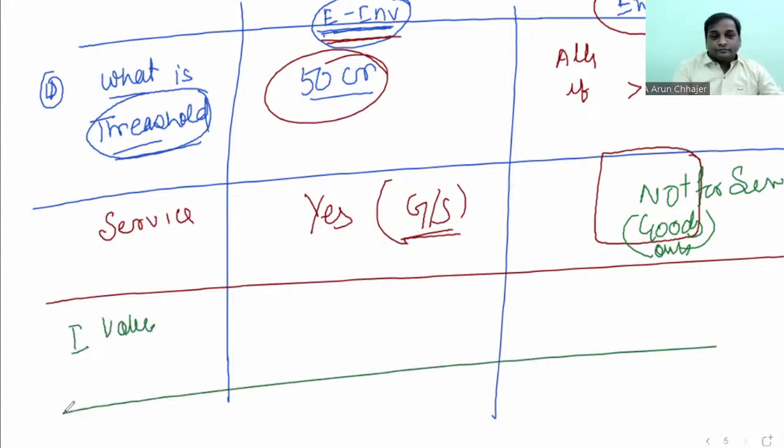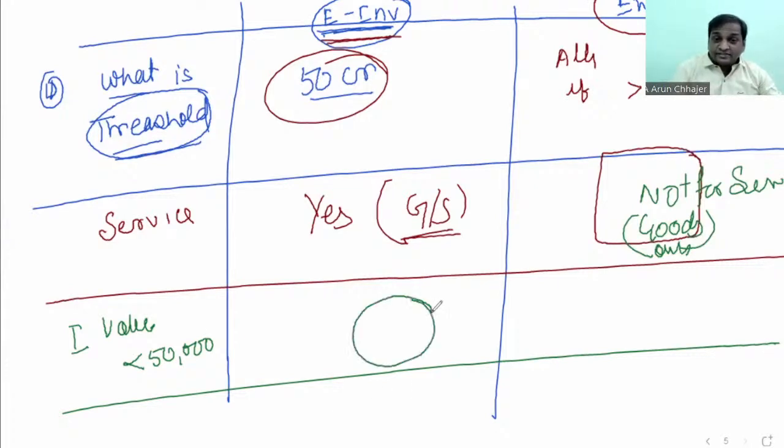Invoice value. Say if the invoice value is less than 50,000, just forget the exception. If my invoice value is less than 50,000, do I need to generate the e-invoice? And please also tell, do I need to generate the Eway bill?